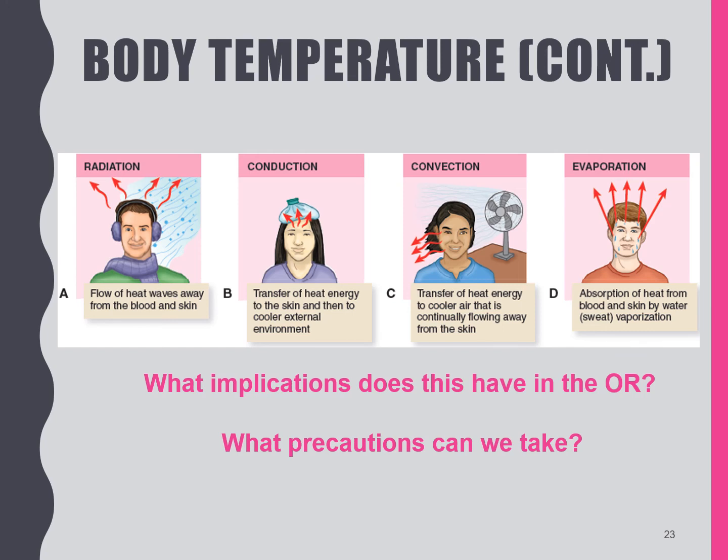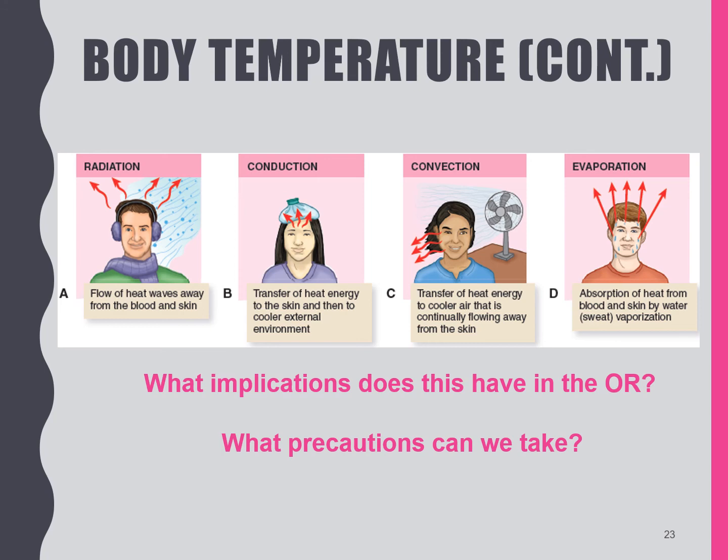This is similar to, let's say you have a cold glass of ice water and you're holding on to it. Over time, your skin is going to feel colder, right? And then if you hold on to it for a long enough time, both will stabilize to an equal temperature. The next one is convection. If you think of a convection oven, this is the transfer of heat to cooler air that is flowing in and around the skin. And then the last one is evaporation, which is absorption of heat from blood and skin by water, or sweat vaporization.